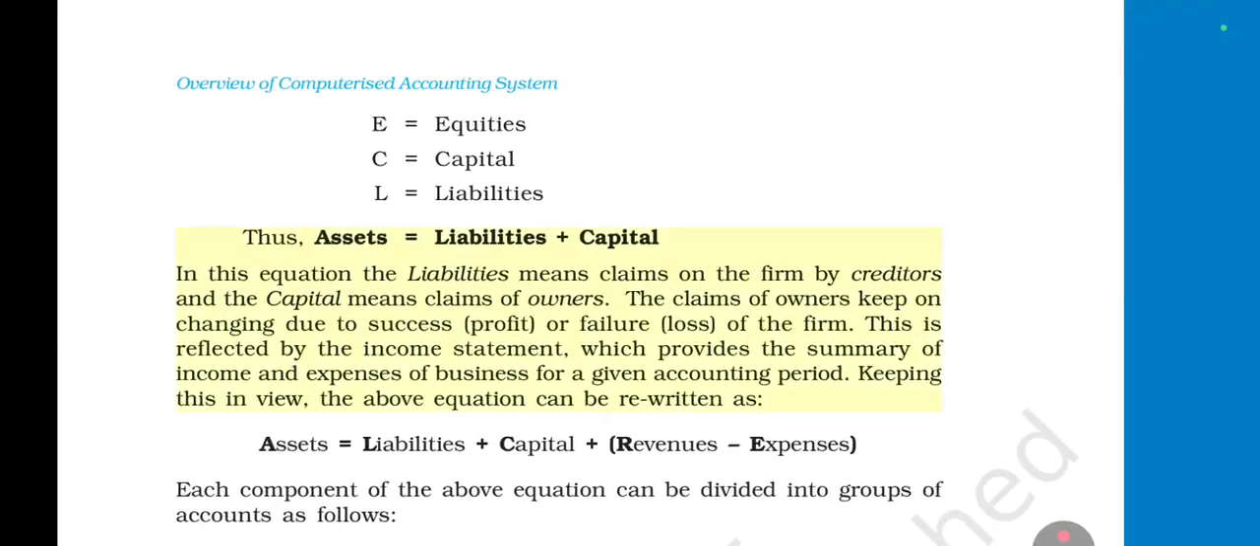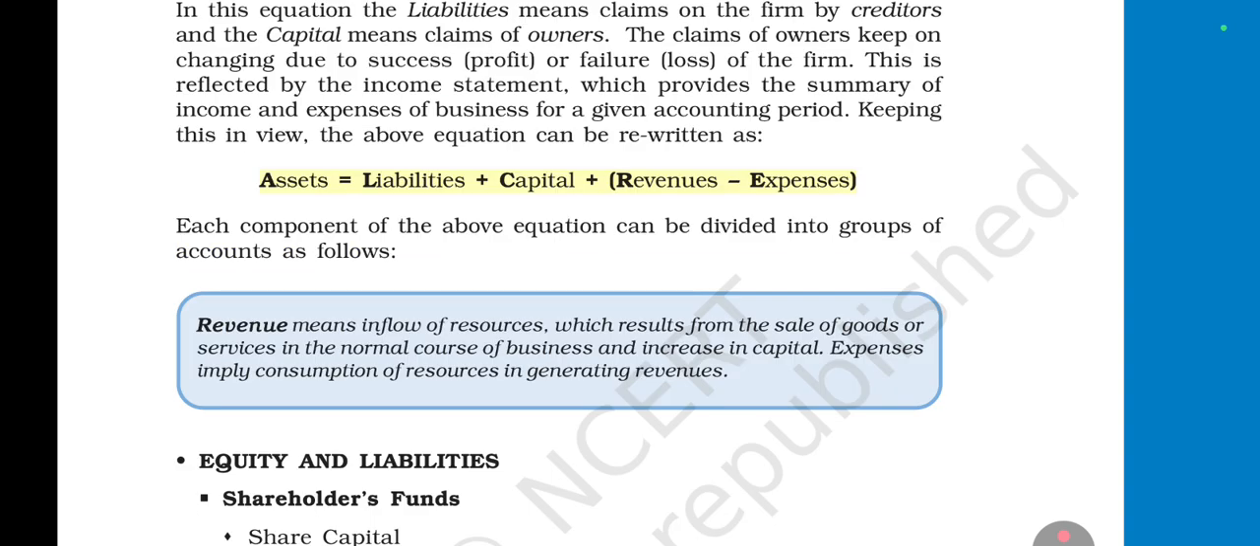This is reflected by the income statement, which provides the summary of income and expenses of business for a given accounting period. Keeping this in view, the above equation can be rewritten as assets equals liabilities plus capital plus revenues minus expenses. Each component of the above equation can be divided into groups of accounts as follows. Revenue means inflow of resources, which results from the sale of goods or services in the normal course of business and increase in capital. Expenses imply consumption of resources in generating revenues.